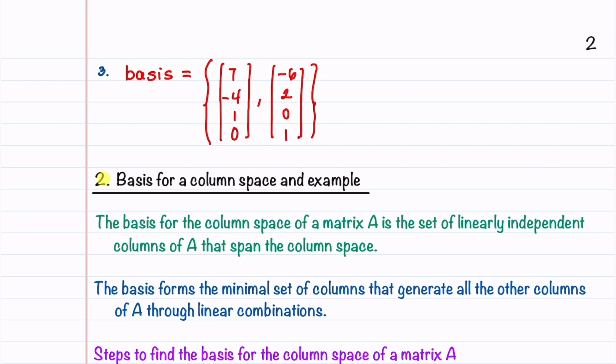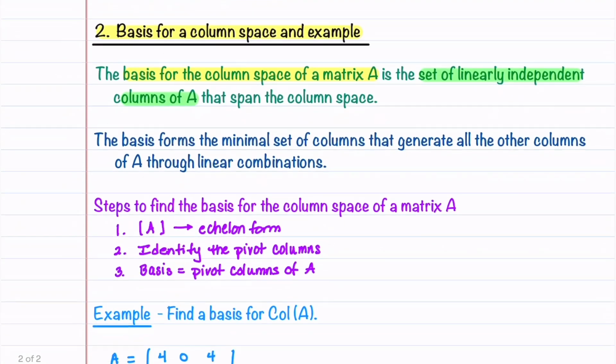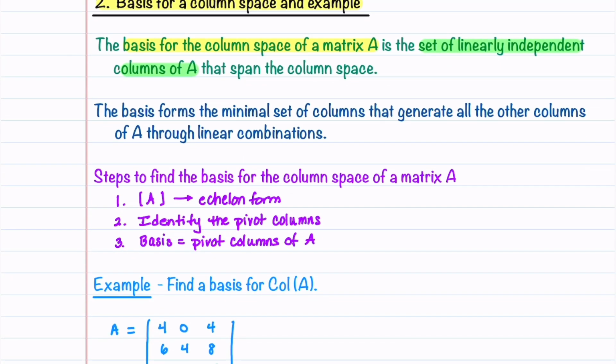Let's now learn what the basis for a column space is and walk through an example problem. The basis for the column space of a matrix A is the set of linearly independent columns of A that span the column space. This basis forms the minimal or smallest set of columns that generate all the other columns of A through linear combinations.